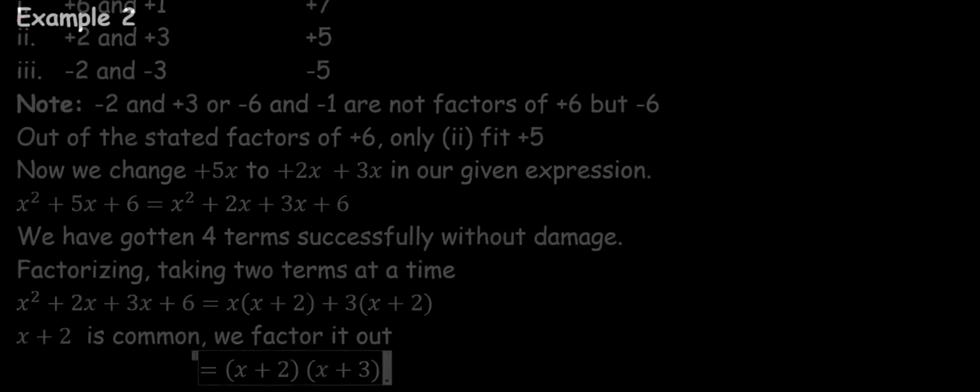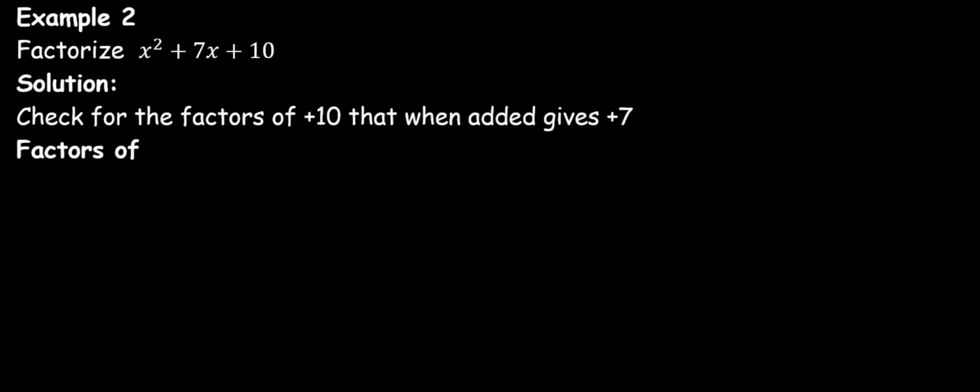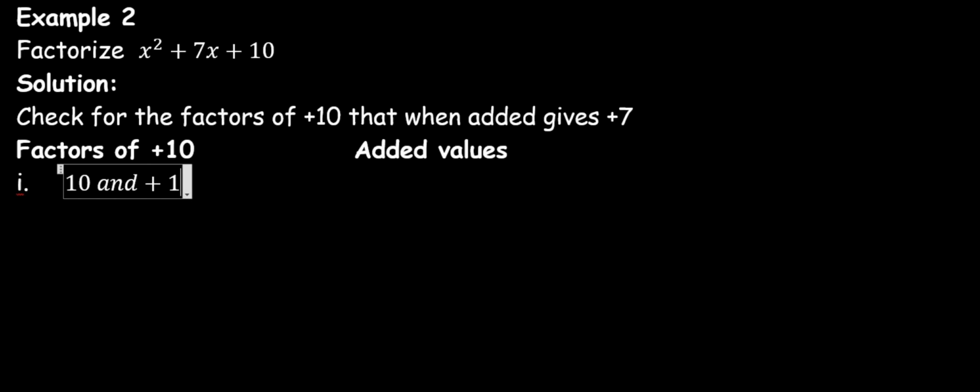Another example. Factorize x squared plus 7x plus 10. Solution. Check for the factors of plus 10 that when added gives plus 7. Factors of plus 10 and their added values. The first case, plus 10 and plus 1. Added value will be plus 11. Second case, plus 5 and plus 2.